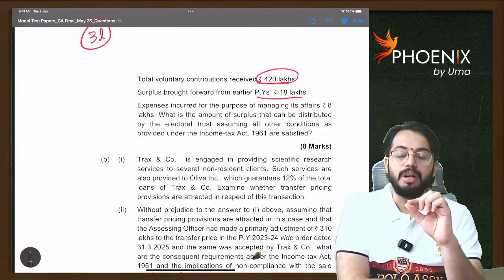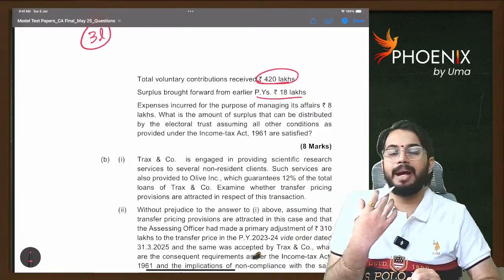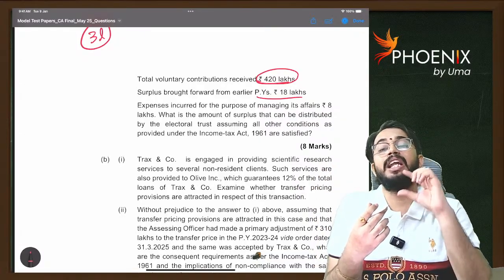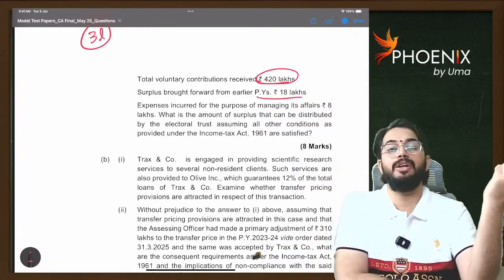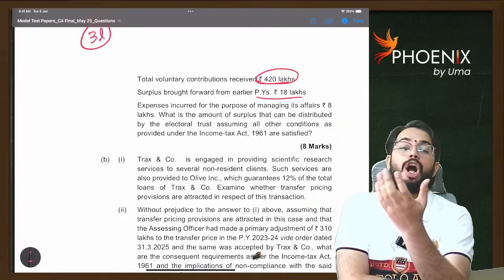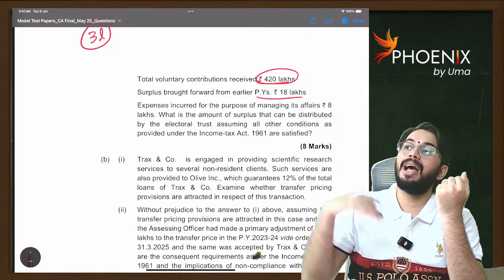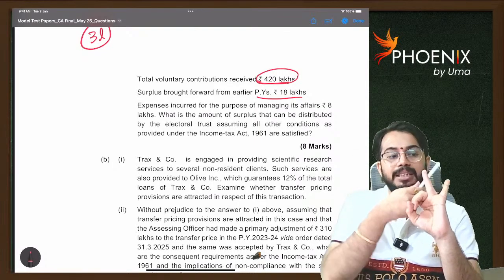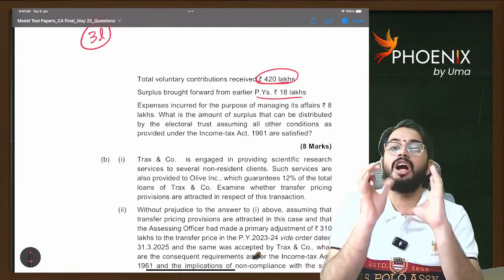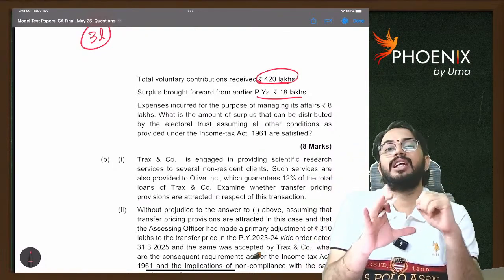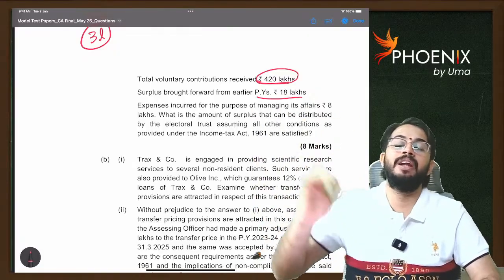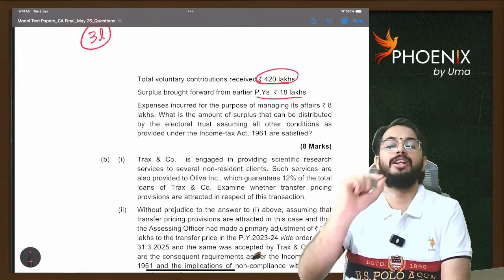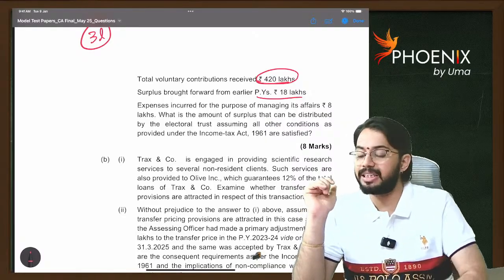There is one rule. Out of whatever donations are received by the electoral trust, minimum 95% of the donation should be given to political parties. Not only donations received, but if any surplus is brought from earlier years, donation plus surplus, these two together, out of that amount 95% should be given as donation to political parties. Then only the income of the electoral trust is exempt, otherwise it is taxable.